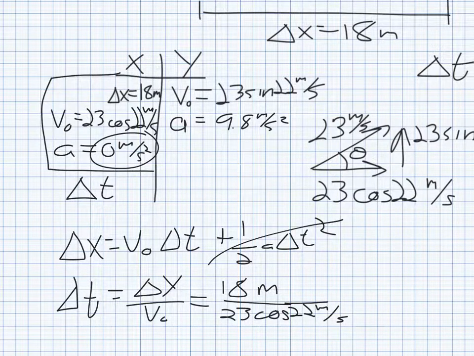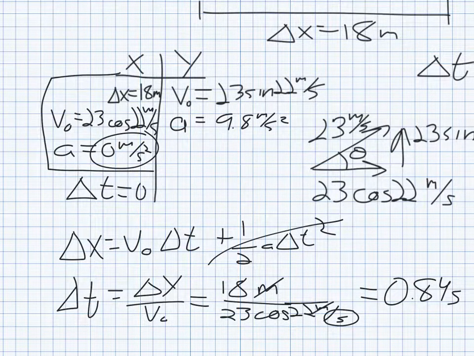Let's put that into the old calculator. 18 divided by 23 cosine 22. And I am getting not even a whole second. Oh boy. So meters will cancel. I will be left with seconds. 1 over seconds, which is the same as seconds. 0.84 of them. Not bad. So my delta time is 0.84 seconds. Oops, I bled over into the y column, but it doesn't matter because remember, time goes on both sides.